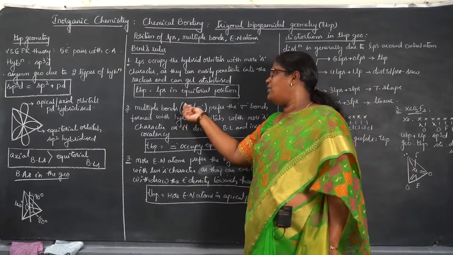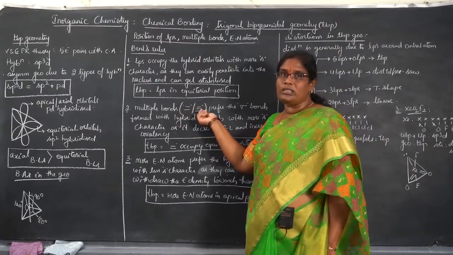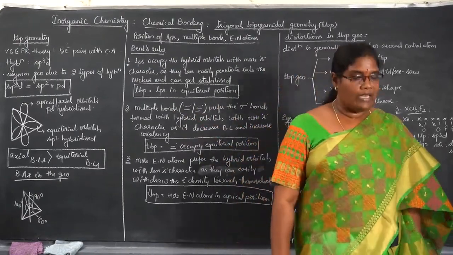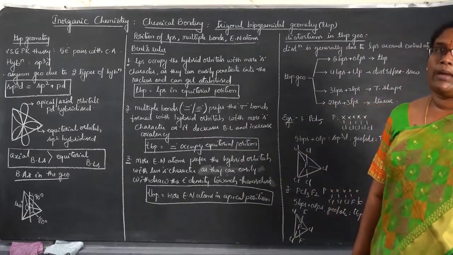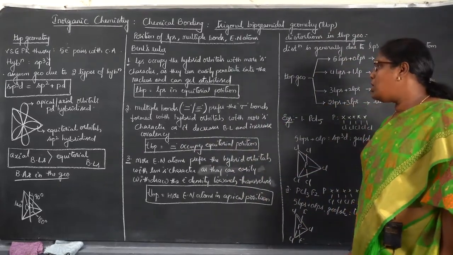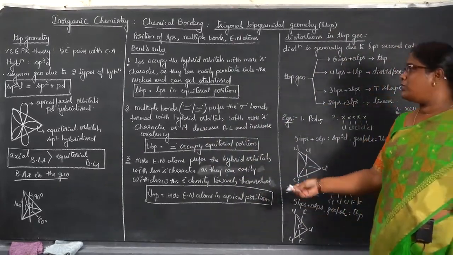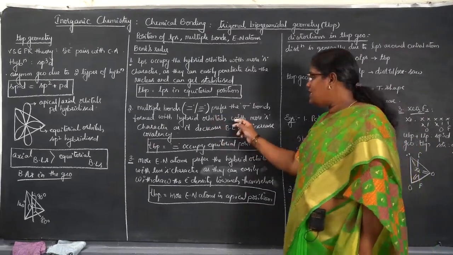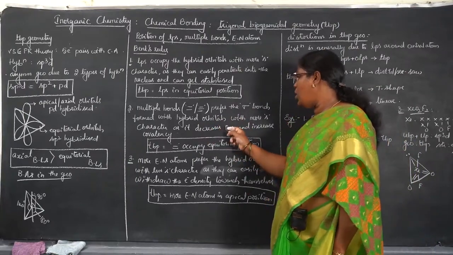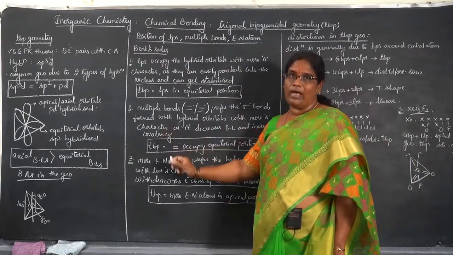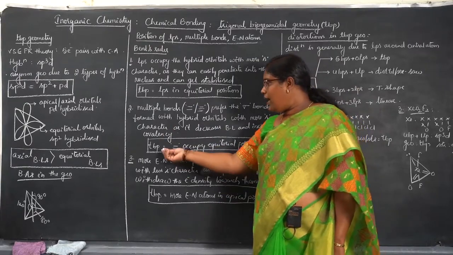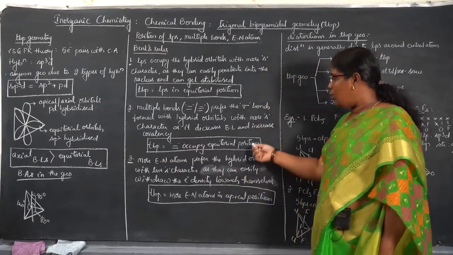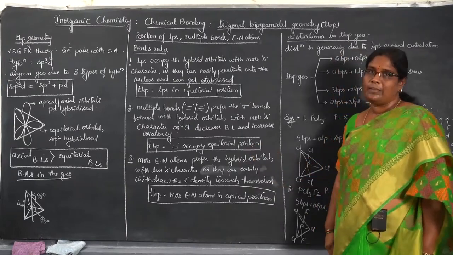Multiple bonds, that generally include double or triple bonds, prefer the sigma bonds which are formed with more s character in the hybrid orbital, because this more s character can decrease the bond length and increase the covalency. So in trigonal bipyramidal geometry, these multiple bonds generally occupy equatorial positions.